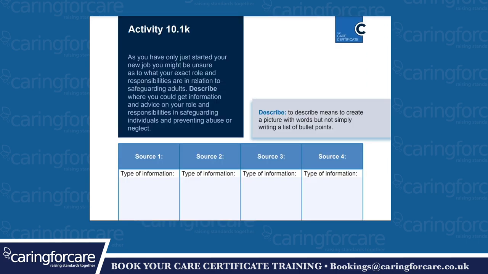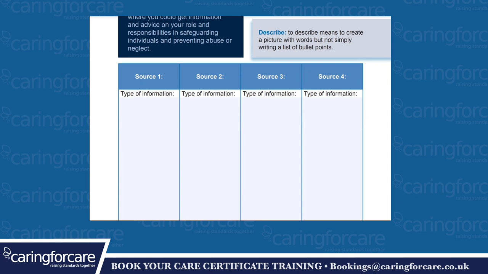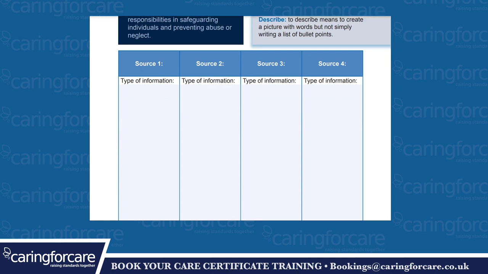Activity 10.1K. As you have only just started your new job, you might be unsure as to what your exact role and responsibilities are in relation to safeguarding adults. Describe where you could get information and advice on your role and responsibilities in safeguarding individuals and preventing abuse or neglect. Describe. To describe means to create a picture with words, but not simply writing a list of bullet points. Source 1, 2, 3, and 4.